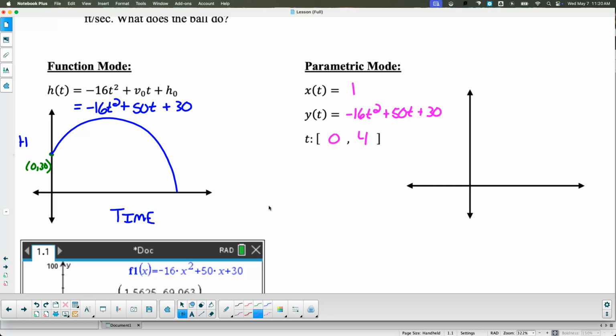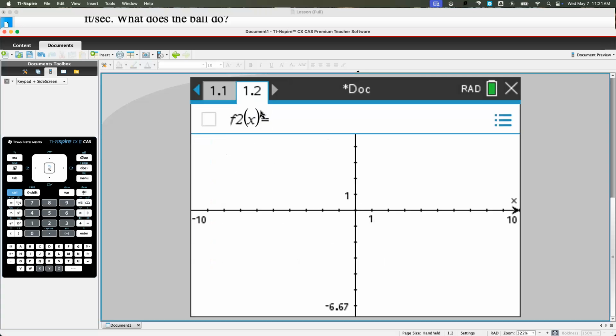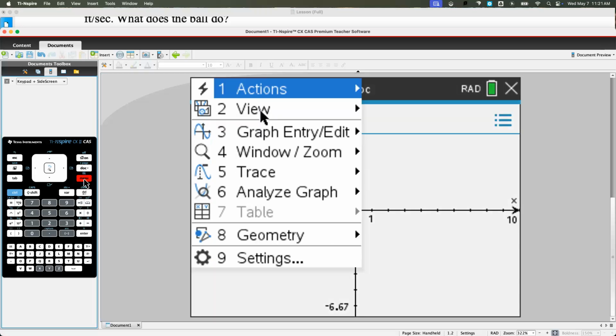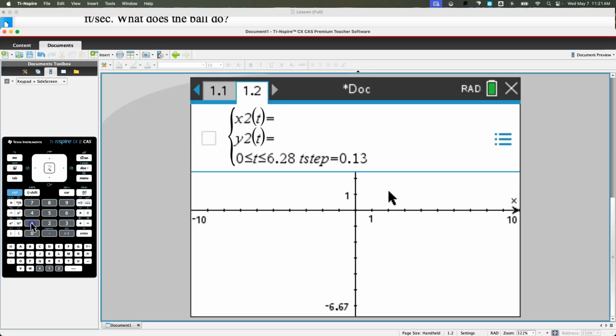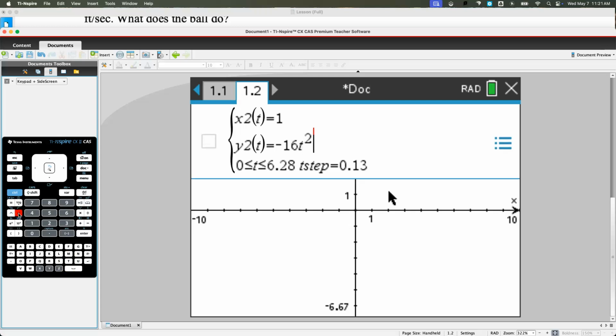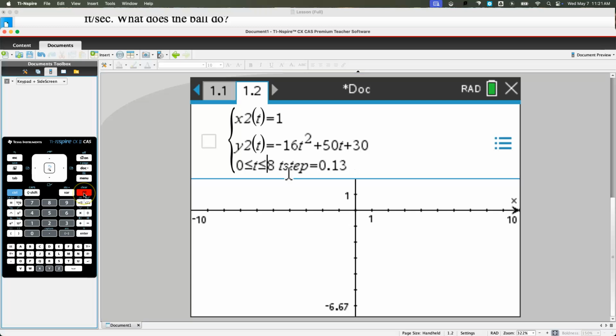So parametrically now, we can graph that same thing. I'm going to start a new graph just because then it's not on the same one. We've got to switch over now to parametrics. 1 there. Negative 16, switching back to t's now. Plus 50t plus 30. We said to 4.